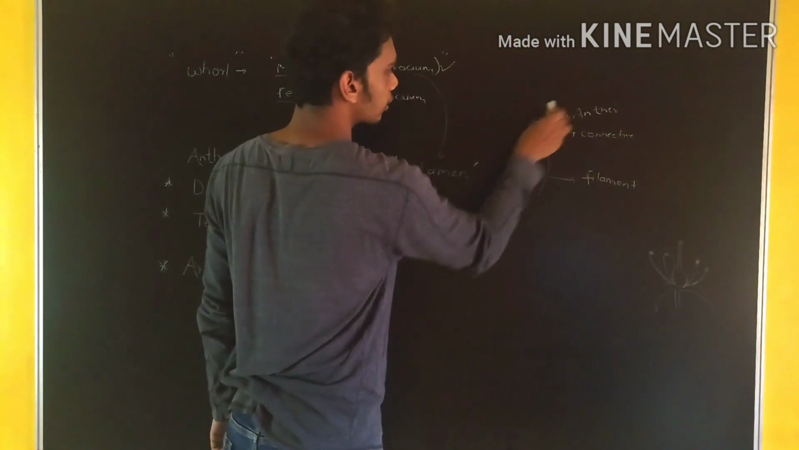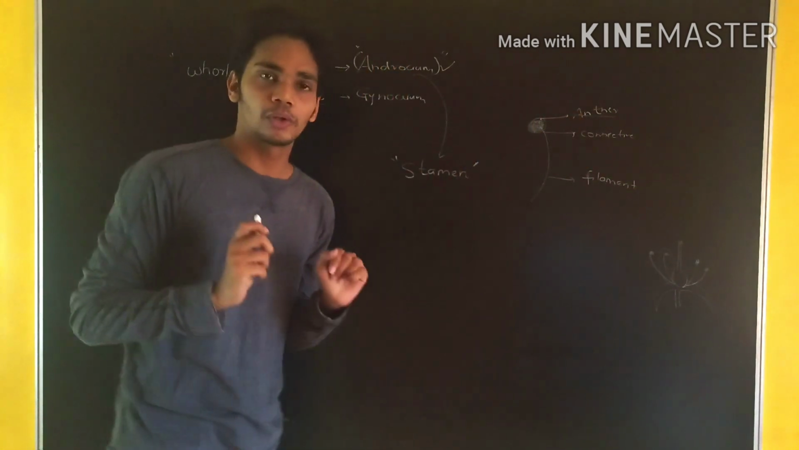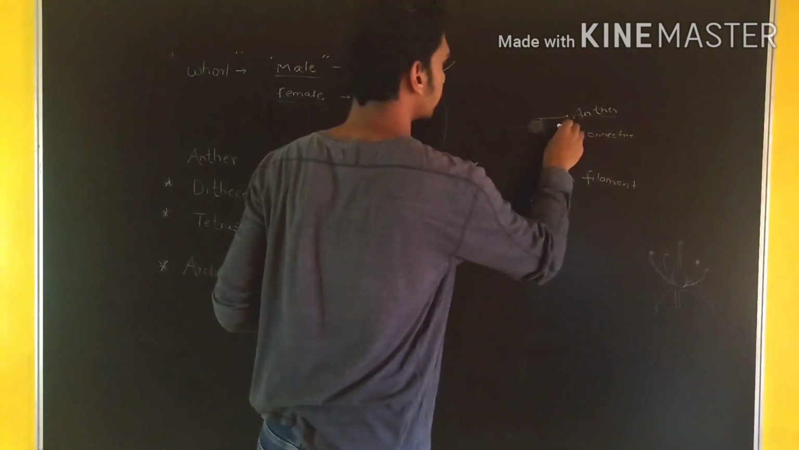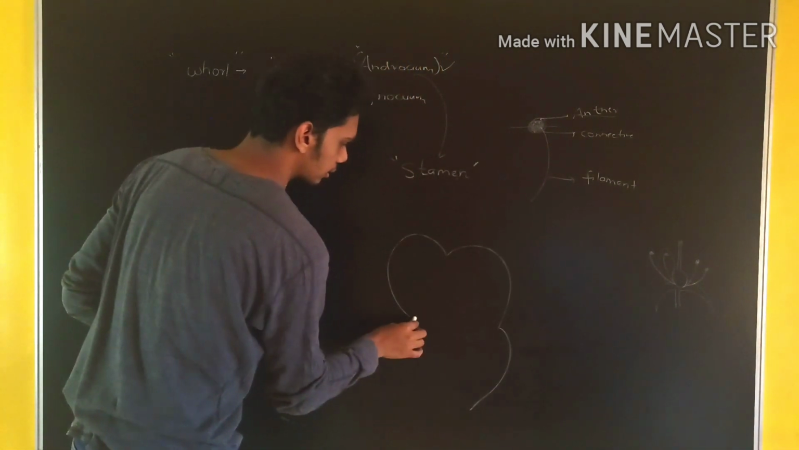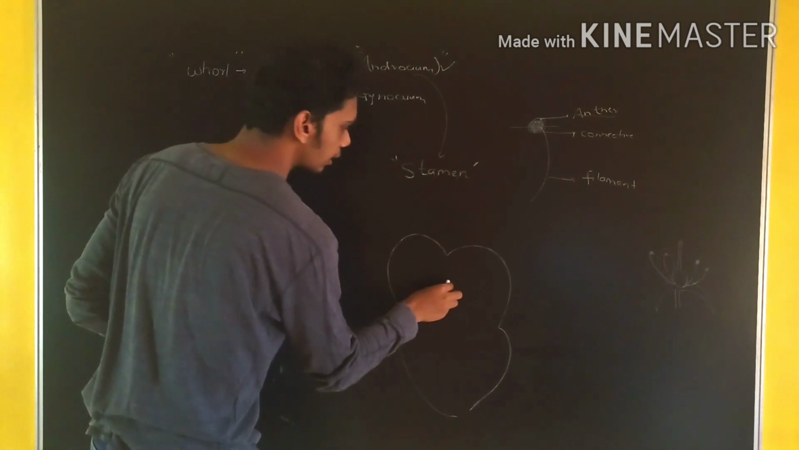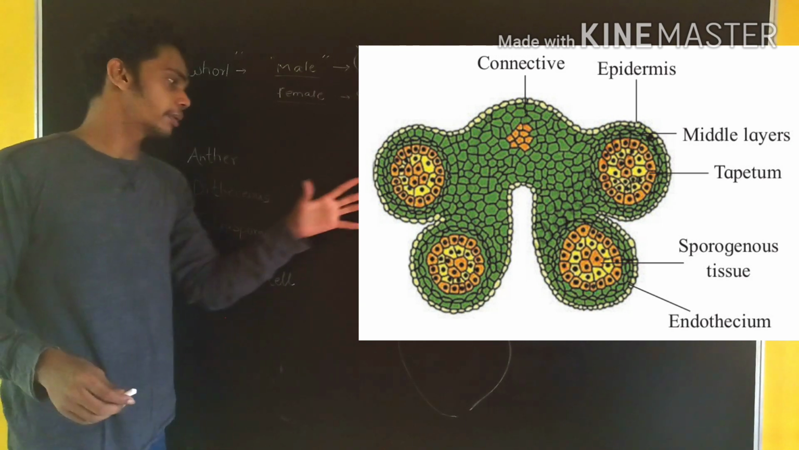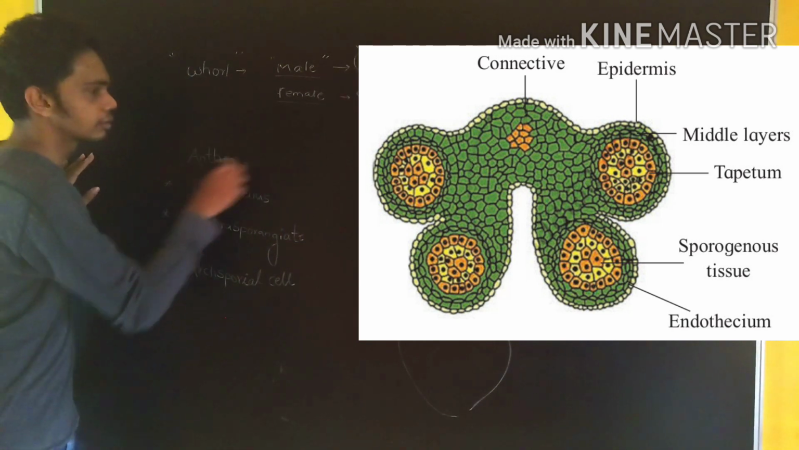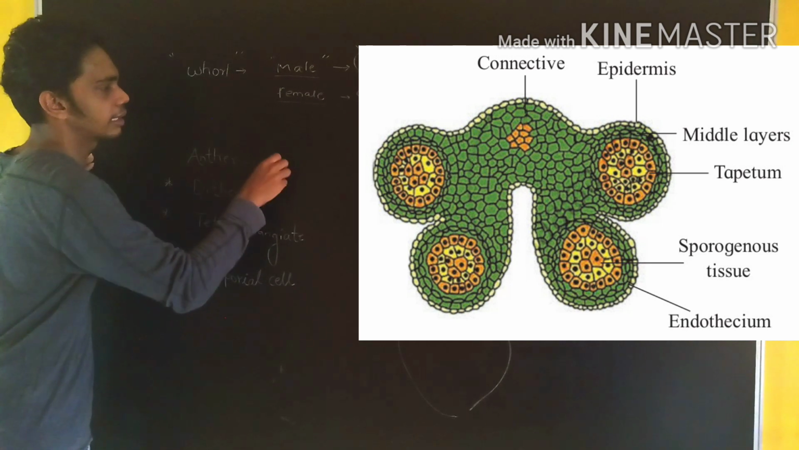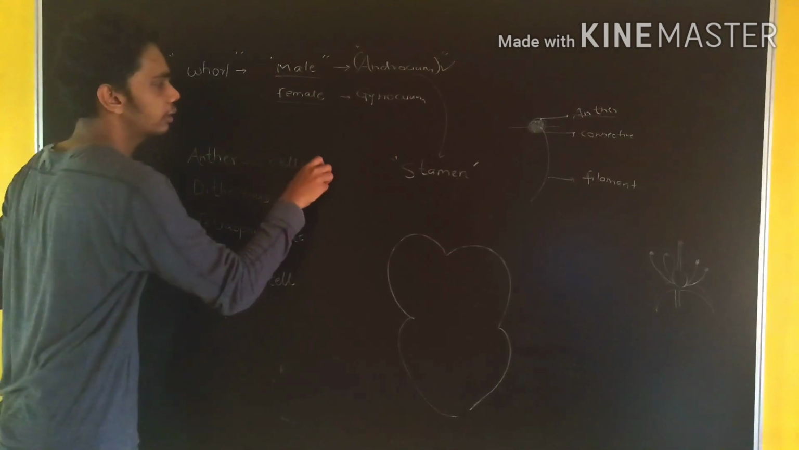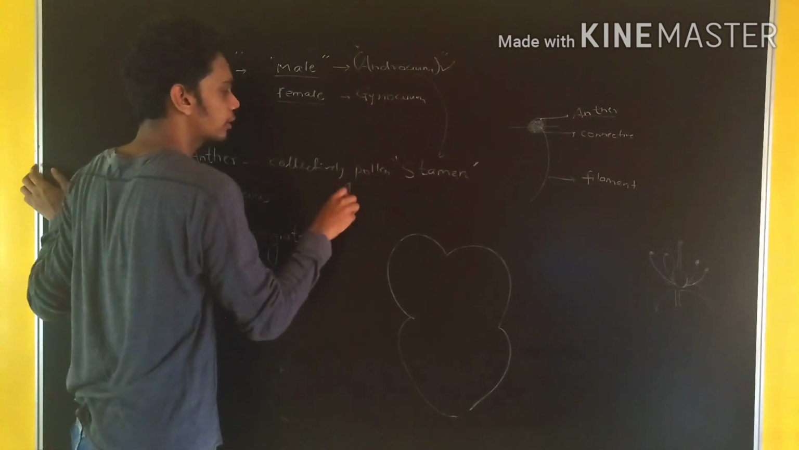If we're talking about this anther, if I take the TS, you already know, the transverse section, if I cut like this, I will find a structure like this. Now you can see the image over here. I'm going to talk about it a little bit. The anther, what is anther? It collectively holds all the pollen grains. What is a pollen grain?